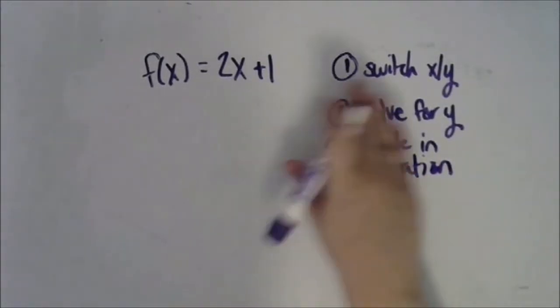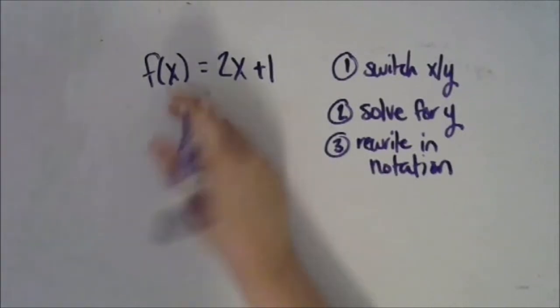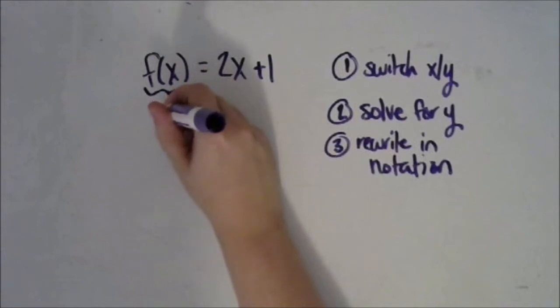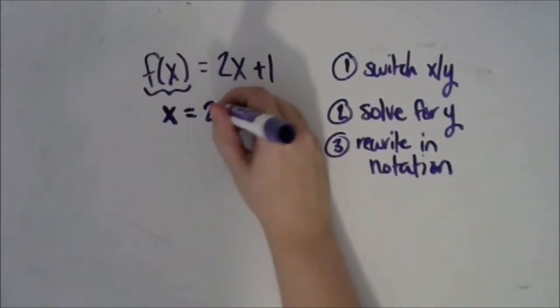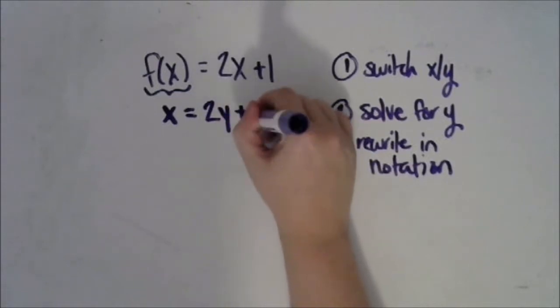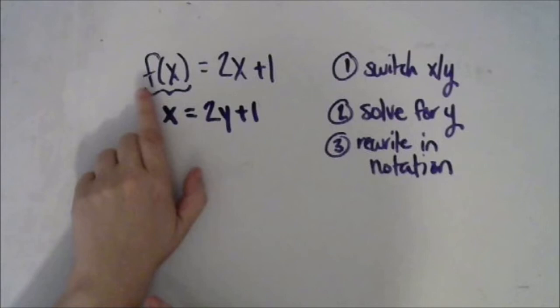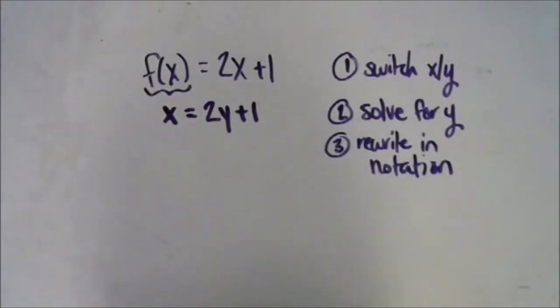In this one, we want to switch our x and our y. Well, x is our input variable and y is our output variable, which in this example is being represented by f of x. So we're going to rewrite the function as x equals 2y plus 1. And so we have literally switched the position of the output and the input. From here, we've technically got an inverse function, but we do want to solve it for y.